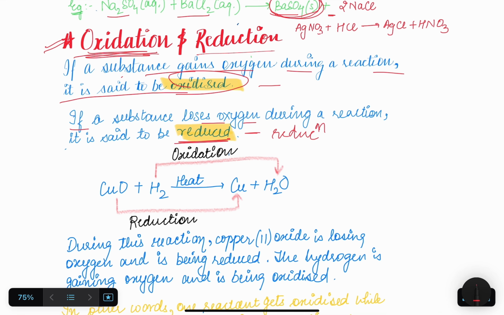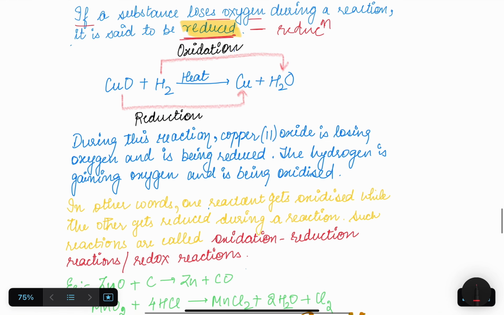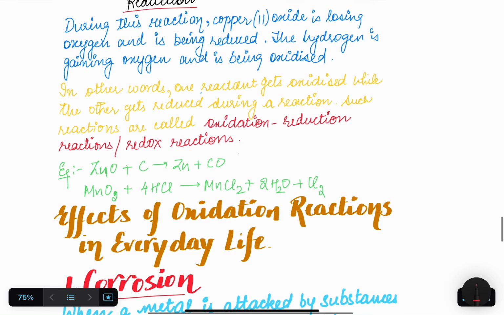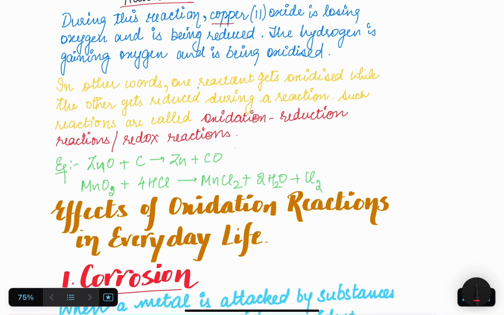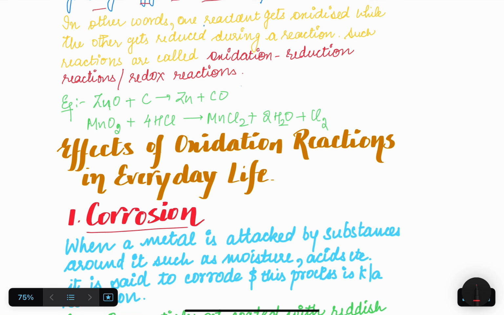In this reaction we'll see both oxidation and reduction. Here hydrogen gains oxygen, from hydrogen it becomes water, so it is oxidation. And copper oxide loses oxygen and forms copper, so it undergoes reduction. During this reaction copper oxide is losing oxygen and is being reduced. The hydrogen is gaining oxygen and is being oxidized. Hope that's clear.